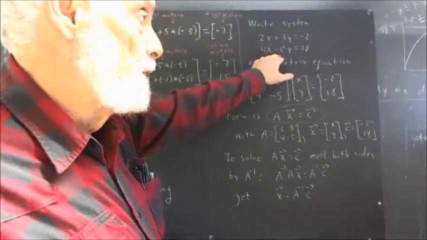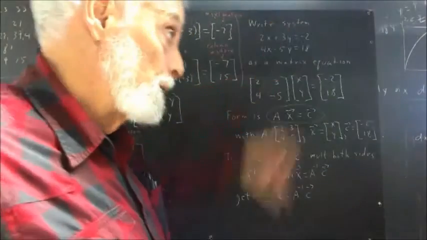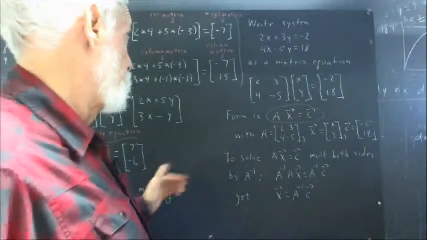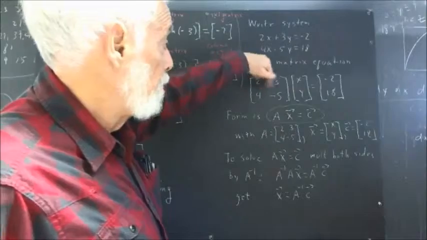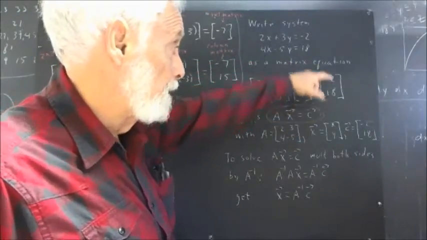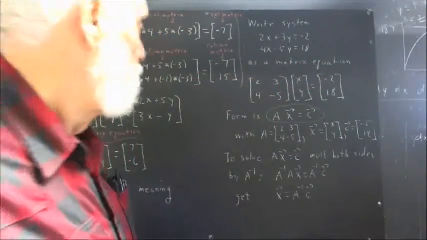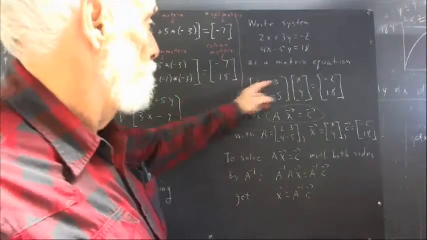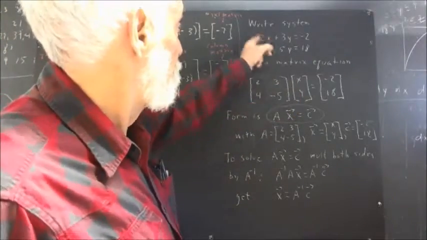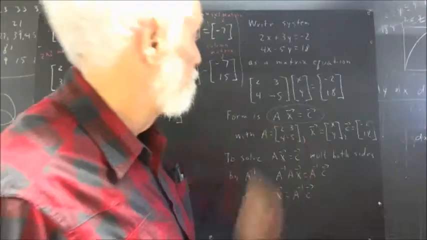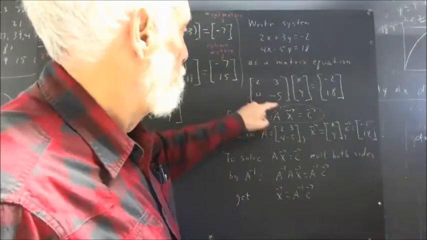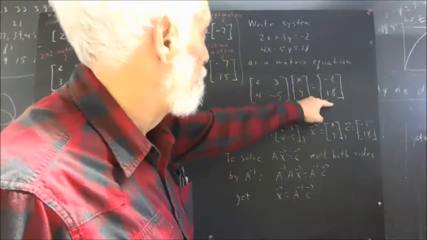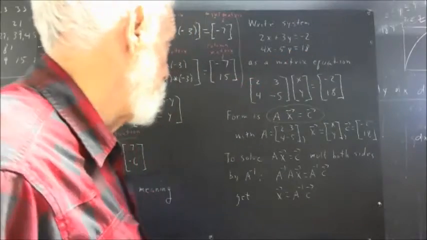So, can we write this system as a matrix equation? Well, people didn't have any trouble doing this once we were through this. We got 2, 3, 4, negative 5 multiplied by the column vector x, y equals negative 2, 18. Meaning, of course, 2x plus 3y here has to equal negative 2, and 4x minus 5y has to equal 18, giving the same as this equation.